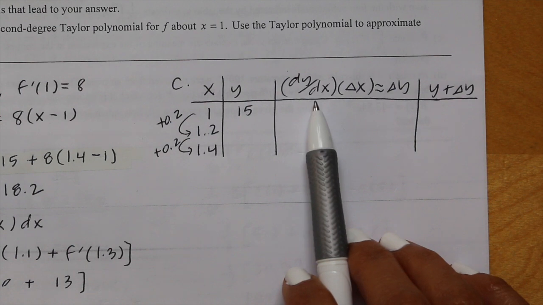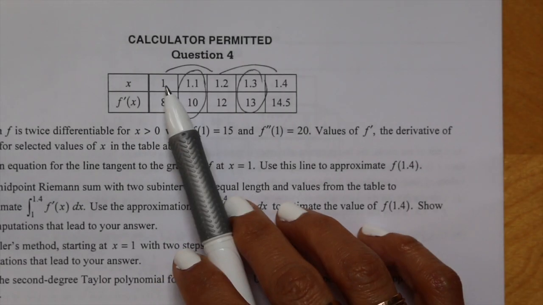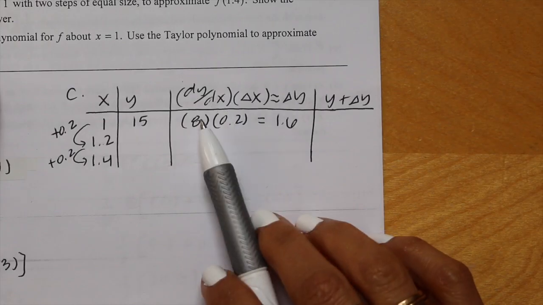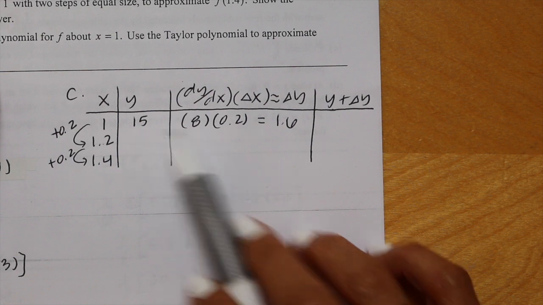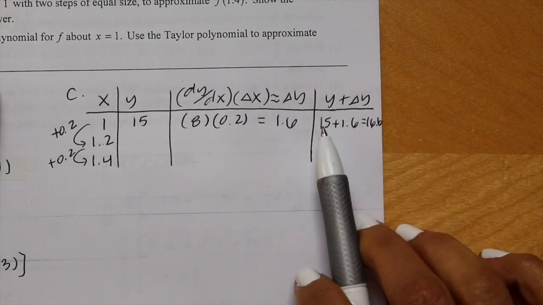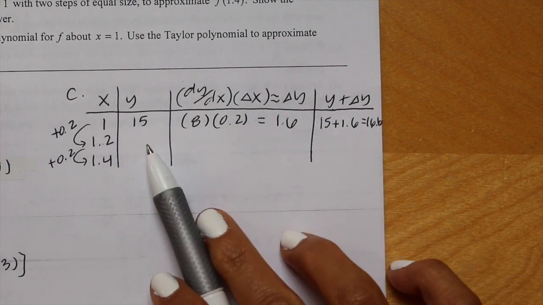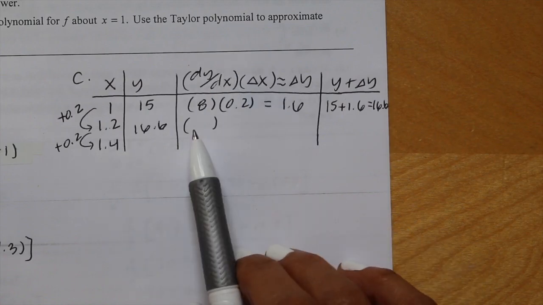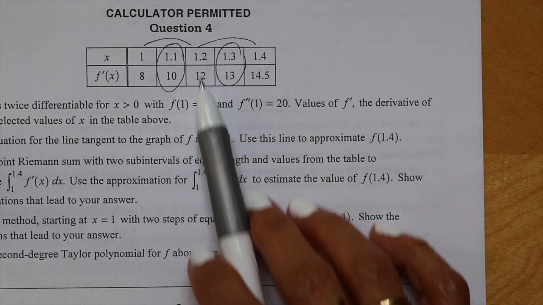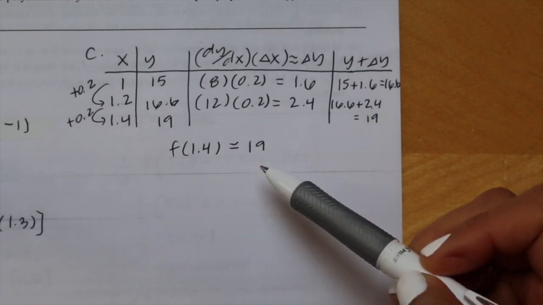Okay, the first thing we need right here is dy dx, which is the slope when x is 1. The slope when x is 1 is 8. So slope is 8, change in x is 0.2, you get 1.6. Then we're going to add 15 and 1.6 over here. So 15 plus 1.6 gives us 16.6, and then we drop that value down to the next row. We need the derivative when x is 1.2, and we're going to get that straight from the table. F prime at 1.2 is going to be 12. So you get that f of 1.4 is approximately equal to 19.